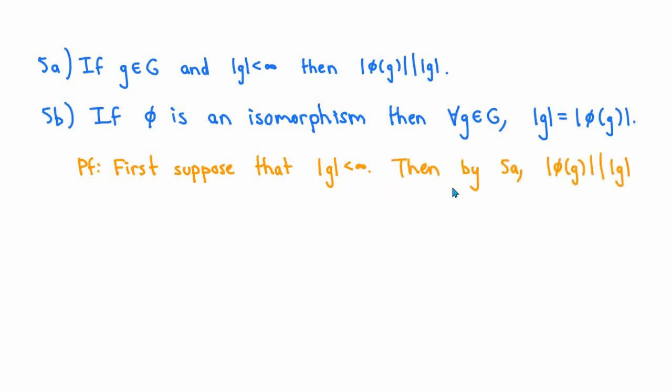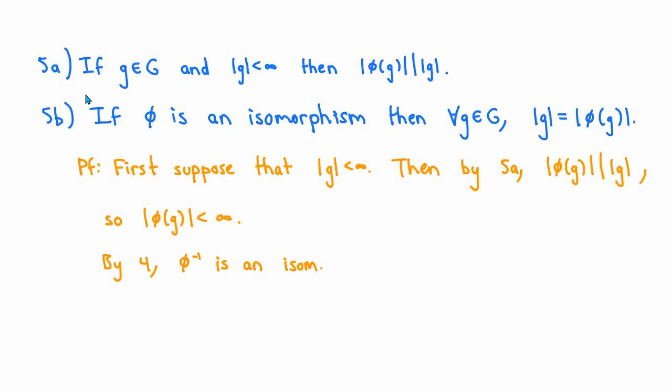In this case, first of all, by property 5a, we have right away that the order of phi of g must divide the order of g. And in particular, notice that that implies that the order of phi of g must also be finite. Well, now we can combine this with property number 4, which remember told us that anytime you have an isomorphism from G to H, the inverse function is also an isomorphism from H back to G.